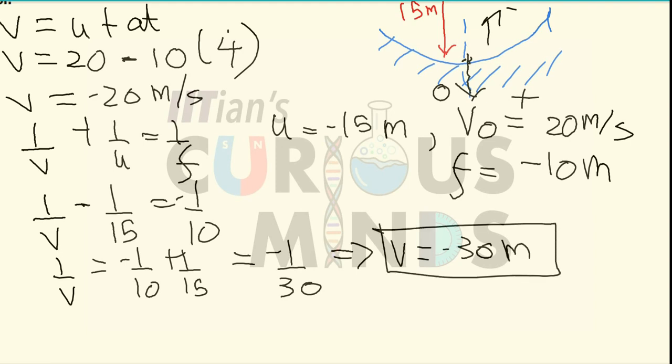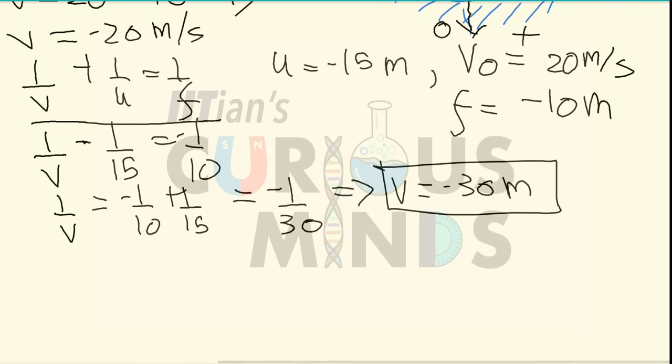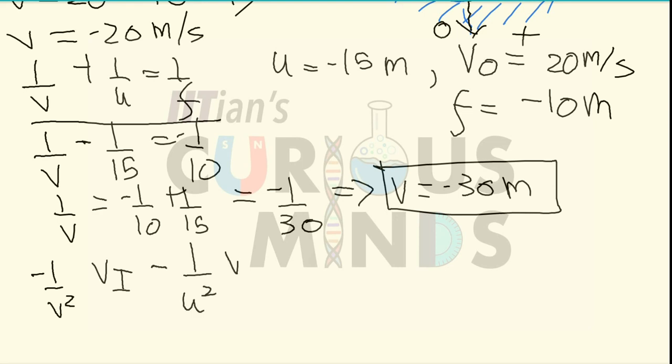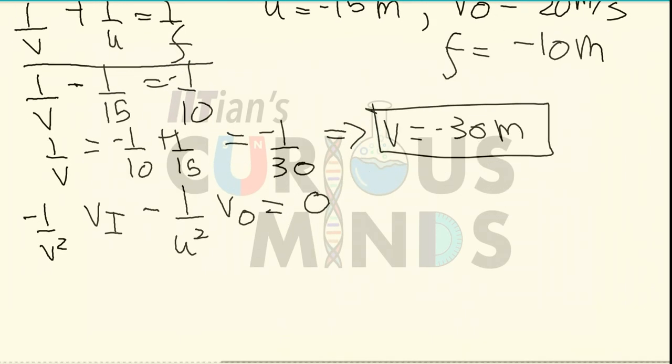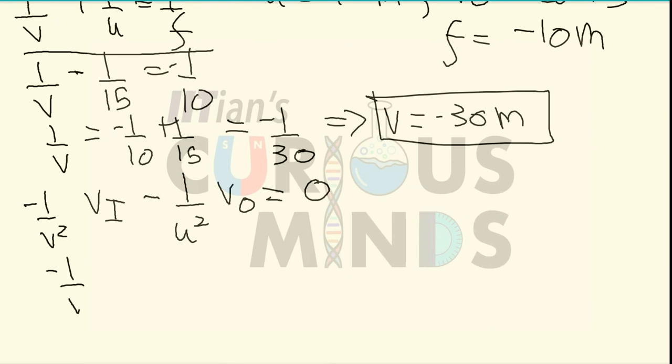We have to find out the velocity, so we will differentiate this. The differentiation of 1 by v is minus 1 by v square. The velocity of the image, dv by dt, gives minus 1 by v square into velocity of the image, equal to minus 1 by u square into velocity of the object. The focal length does not change, it remains constant, so that term is equal to 0. So I can say that minus 1 by v square into vi is equal to 1 by u square into vu.